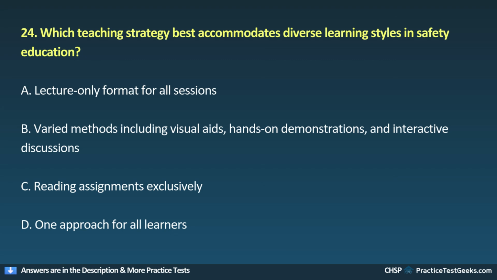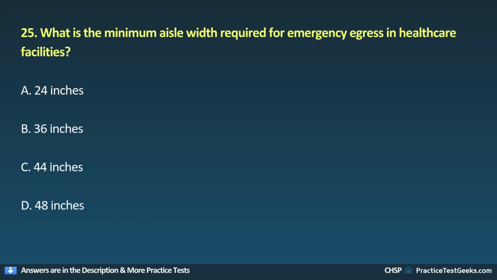C. Reading assignments exclusively. D. One approach for all learners. 25. What is the minimum aisle width required for emergency egress in healthcare facilities? A. 24 inches. B. 36 inches. C. 44 inches. D. 48 inches.